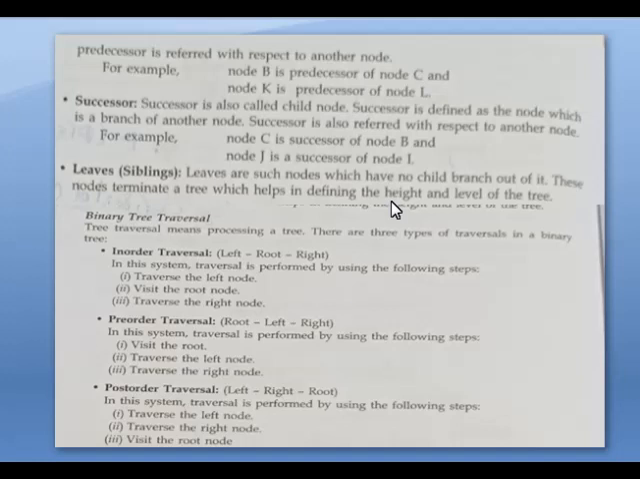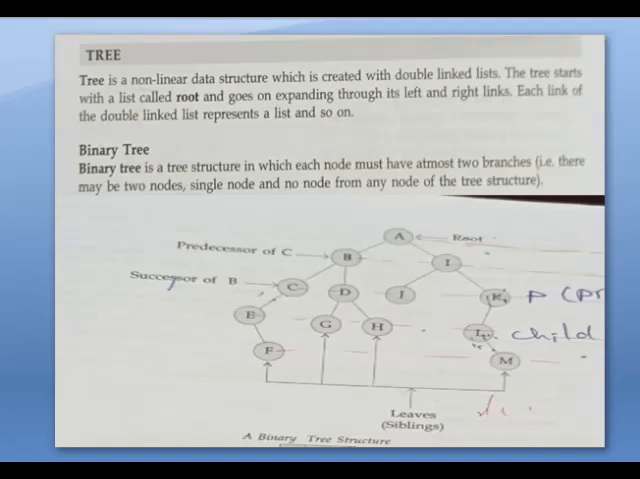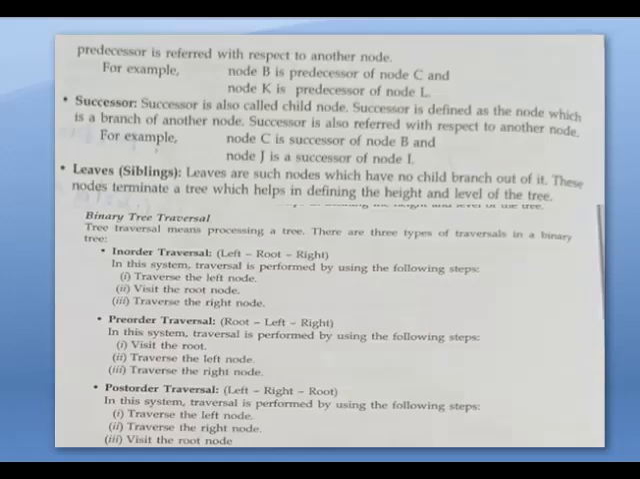Now, leaves or siblings. If there is no child after this, if the node is blank without a child, it is called leaves or siblings. So leaves are such nodes which have no child branching out of them. These nodes terminate a tree, which helps in defining the height and level of the tree.